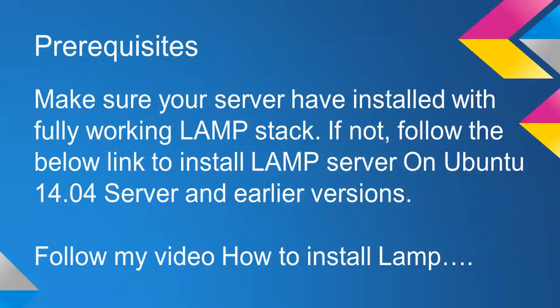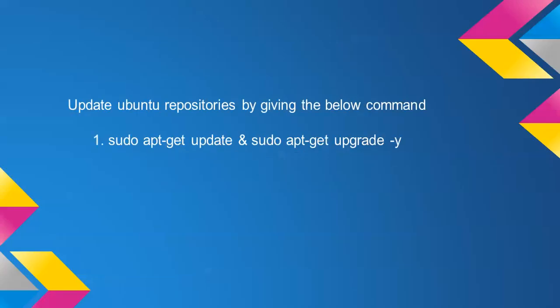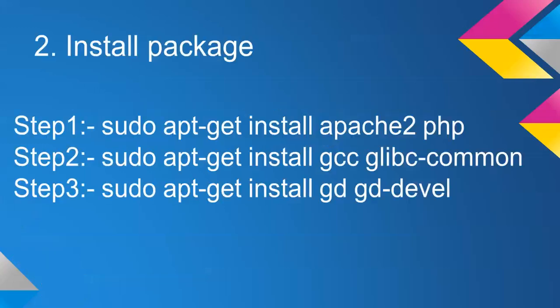Before installing Nagios, we need to make sure that LAMP is installed on the Ubuntu server. In my previous video I showed you how to install LAMP. As you can see on the screen, this is the installation of LAMP in my video. You can see this is how to install LAMP. This is the installation part. First of all, you need to update and upgrade. I have already done the update and upgrade, and now we are going to install these packages.